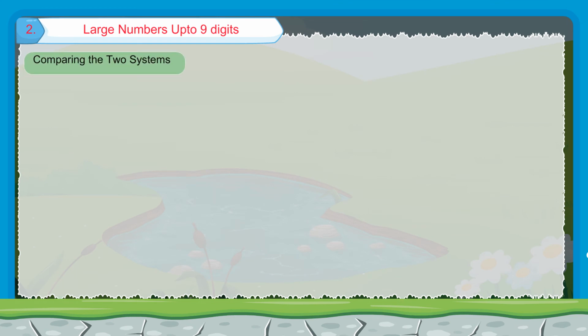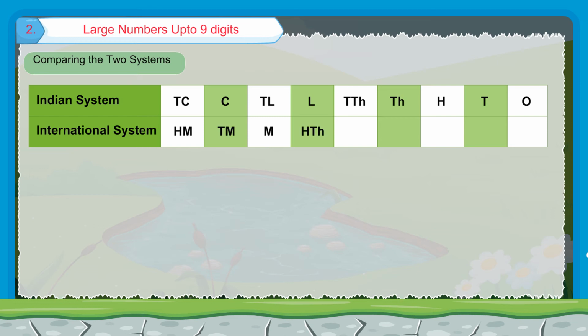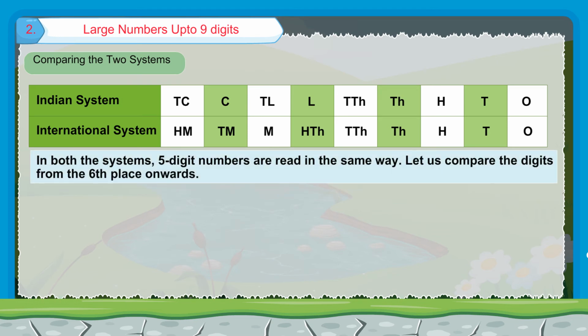Comparing the two systems. Indian system: 10 crores, crores, 10 lakhs, lakhs, 10 thousands, thousands, hundreds, tens, ones. International system: 100 millions, 10 millions, millions, 100 thousands, 10 thousands, thousands, hundreds, tens, ones. In both the systems, 5-digit numbers are read in the same way. Let us compare the digits from the 6th place onwards.